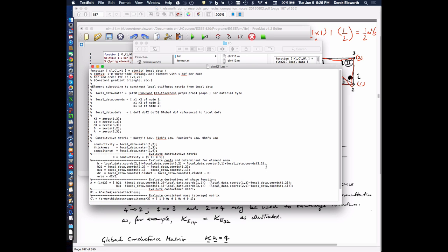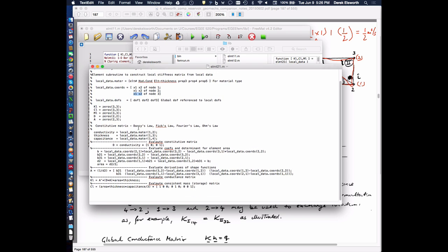But this is a triangular element, and it uses the same kinds of ideas. The information that gets passed to it in the code is the hydraulic conductivity, the element thickness, and any other properties you might have. It needs the x and y coordinates of node 1, node 2, and node 3. And if you look at this, what does it do?